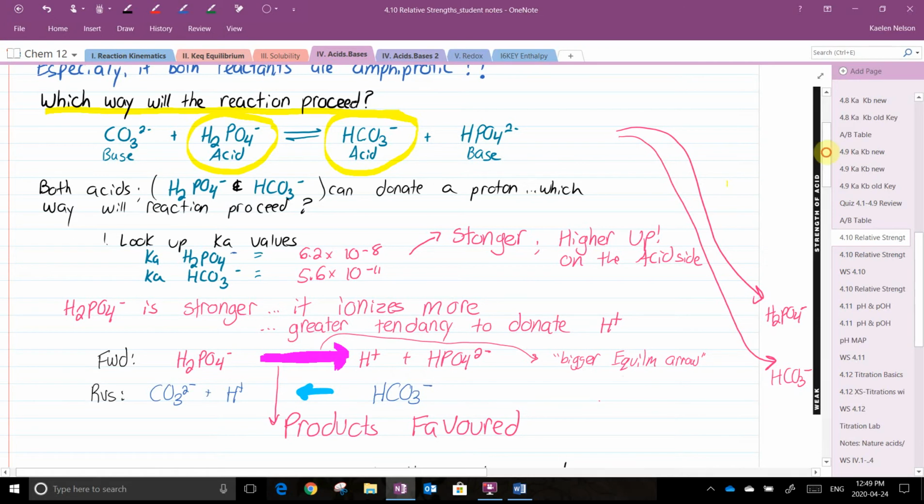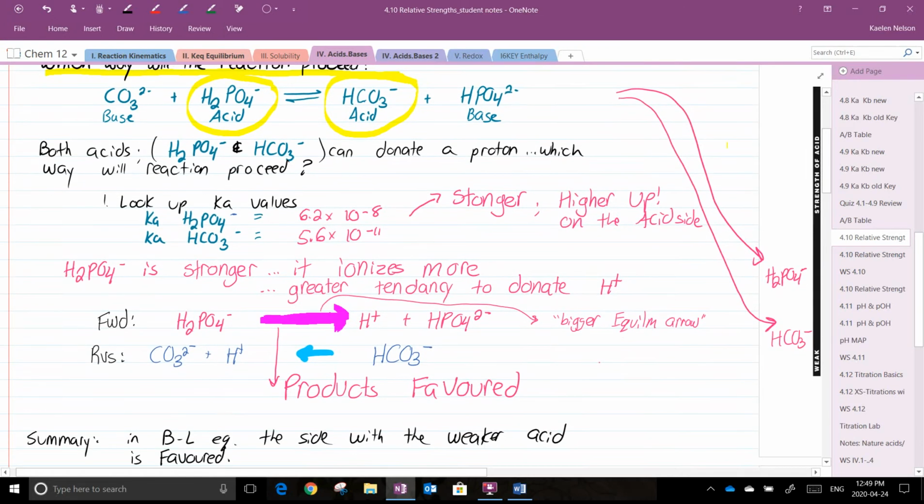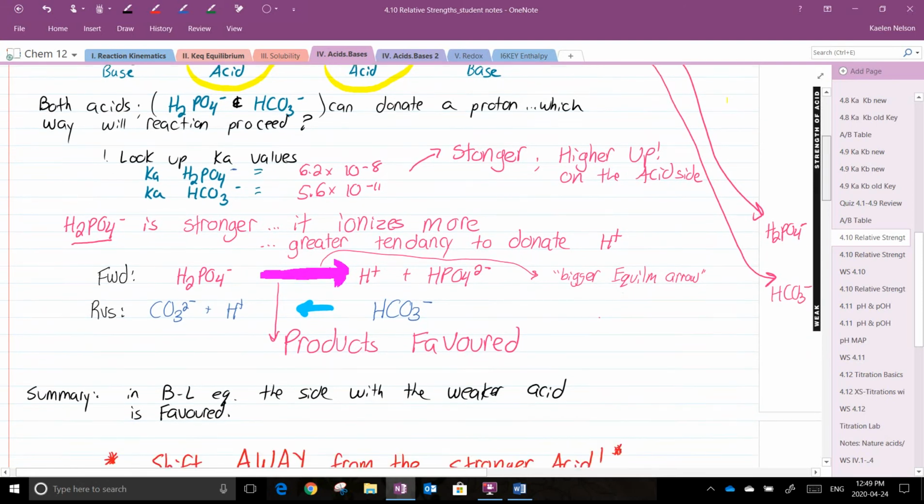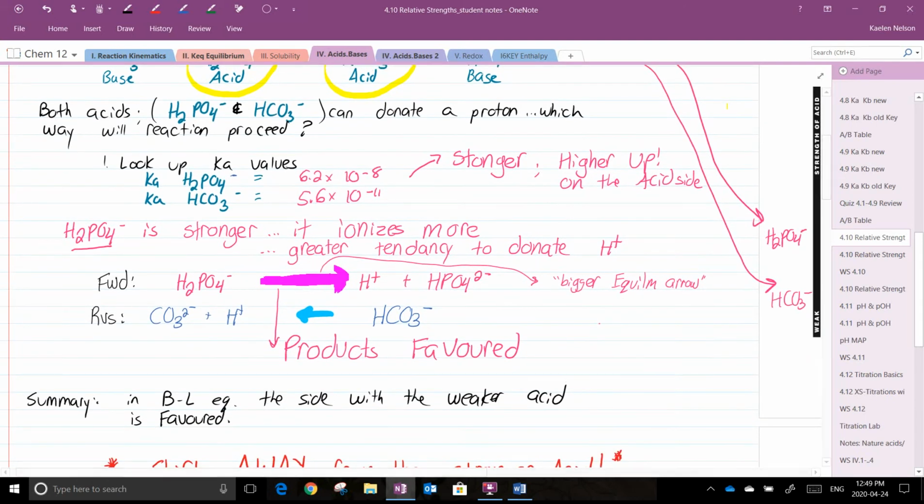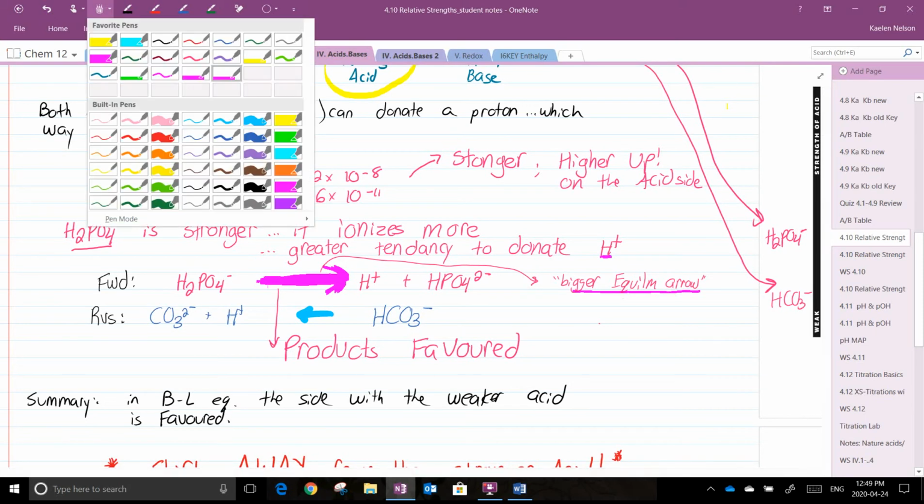Once you know that in this case H2PO4 minus is stronger, here's the explanation for why the reaction will proceed toward the products. The acid that is stronger ionizes more and has a greater tendency to donate H+. So my forward direction of my reaction is represented by this large purple arrow. It has the bigger equilibrium arrow than my reverse direction.